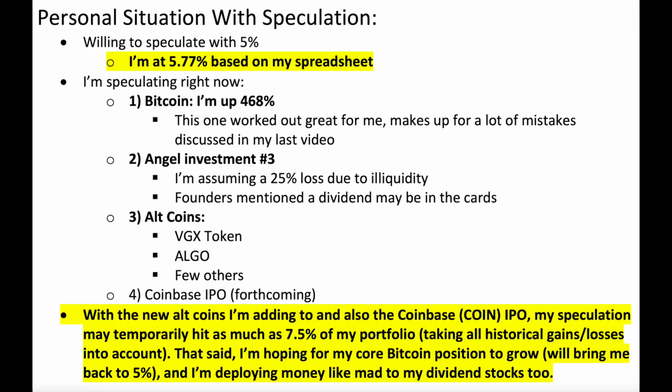The reason I want the Coinbase IPO is I believe that's the Google, if you will, the Amazon, if you will, of the space. And I really believe in that company. I think it's a great company. And so it will be a non-dividend stock that I own.